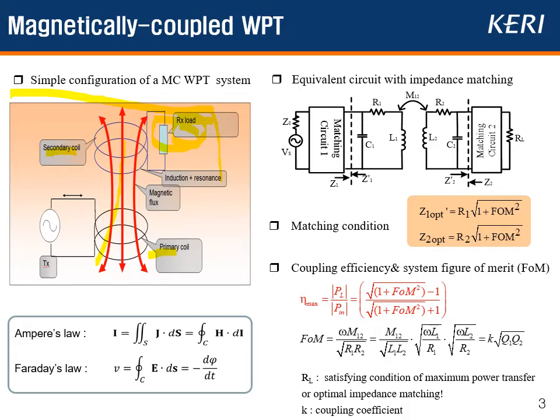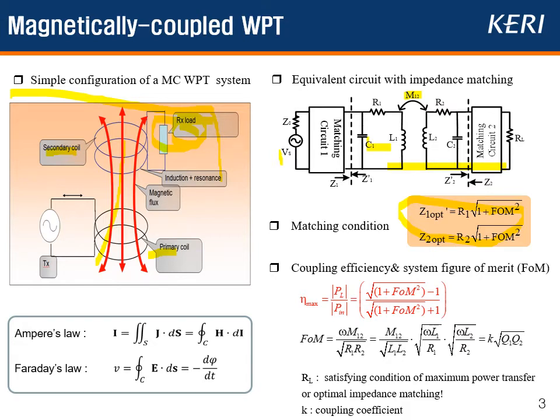Here is an equivalent circuit of the magnetic coupled wireless power transfer system. R1 is AC loss resistance, L1 is the self-inductance of the primary coil, C1 is resonance capacitance, and M12 means mutual inductance between two coils. AC power source is expressed in AC voltage and the source impedance. By solving this equivalent circuit by simple circuit theory, matching conditions can be obtained as follows. And also, the maximum coupling efficiency can be expressed as follows.